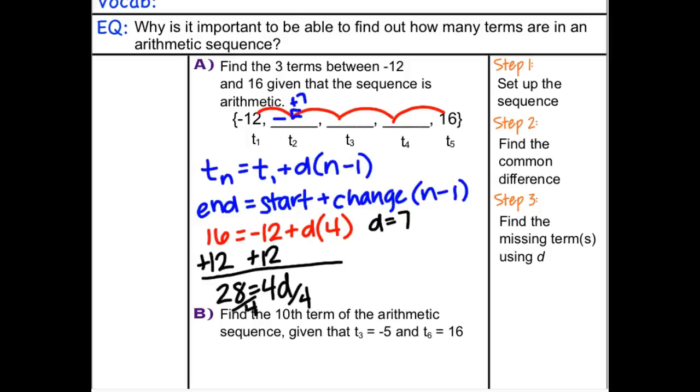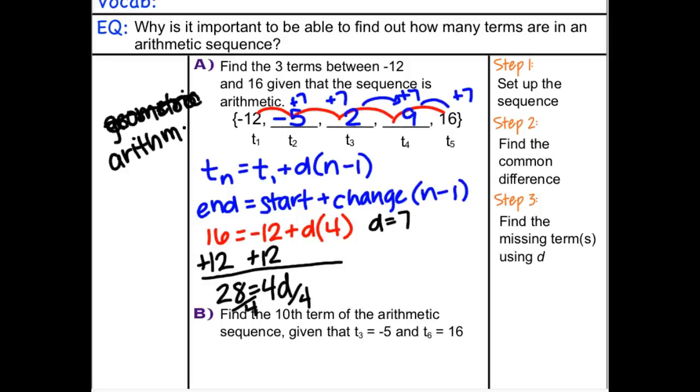-12 plus 7 is -5. Add 7 here. -5 plus 7 is 2. Then we'll add 7 here, and 2 plus 7 is 9. And then I always check: if I add 7 to 9, I do get 16. So my answer would be -5, 2, and 9. And I will tell you, one of the things that you might see in terms of MCAs, ACT, etc., in a question like this, is they will call them means, because they're basically like little mini averages within the problem.